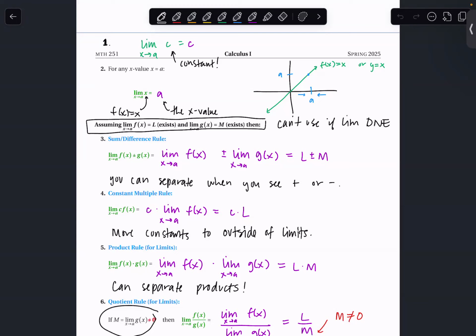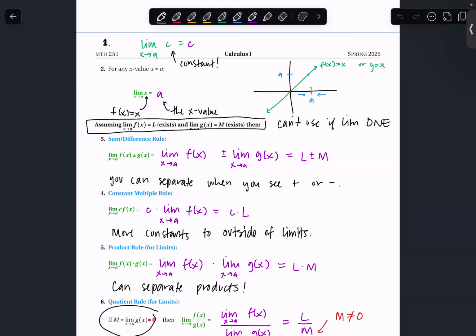So let's just remind ourselves of our rules here. If we have a constant, just a constant all by itself, regardless of what x is approaching, my y values are always that same constant. So the limit of a constant, regardless of the x value, gives me that constant back. If I have x as my function, then I get back the x value, right? As x approaches a, that's exactly what your limit is.